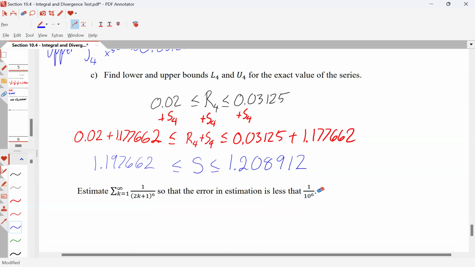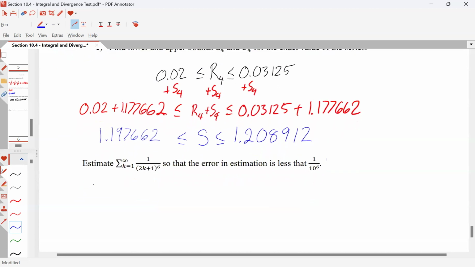So suppose I need my error in estimation to be less than 1 over 10 to the 6th. Well, our estimation remainder, we're assuming this works with the integral test, and I can tell you it does. By the integral test remainder theorem, the remainder is less than the integral from n to infinity of 1 over (2x plus 1) to the 6th dx.